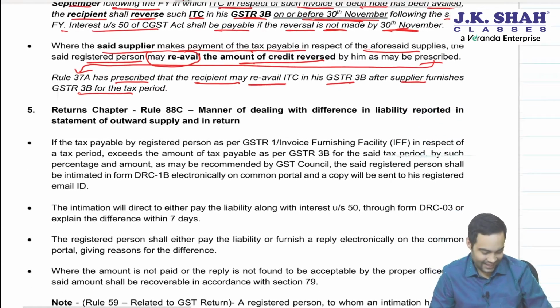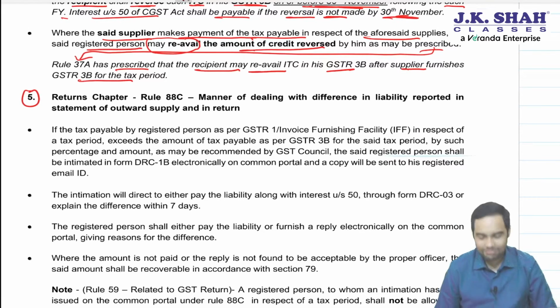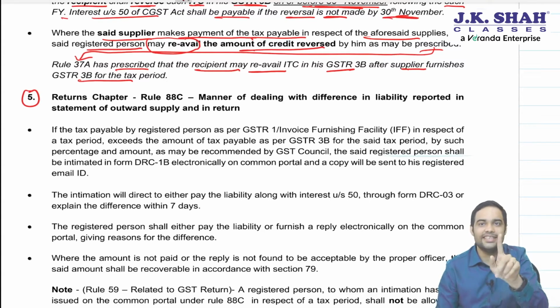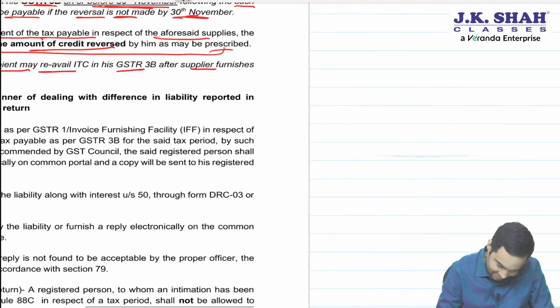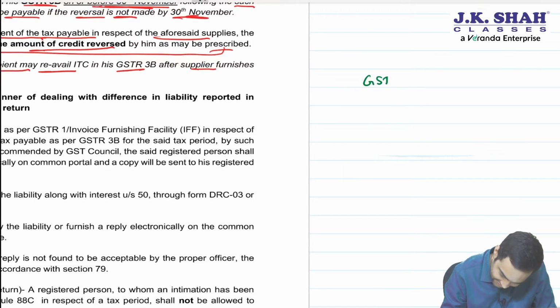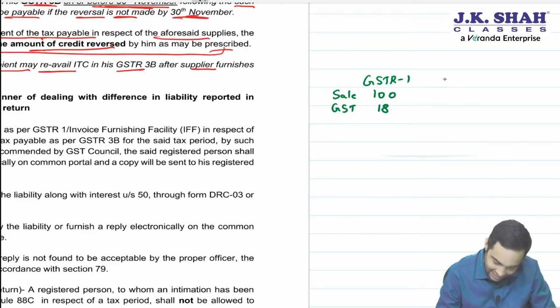Okay. Now, the next point is something related to the returns chapter. Let me tell you another kind of cheating which was happening. One kind of cheating was people were filing GSTR-1, not filing 3B. For that, government has now made the recipient responsible. But what about a case where in GSTR-1, I report sale of 100, GST 18, and all my recipients are taking ITC of this 18 rupees. And in GSTR-3B, I report sale of 100.